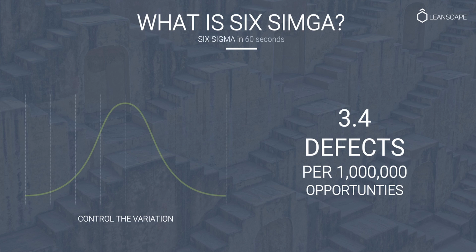To put that into perspective, think about a pizza delivery company. They promise to deliver it to you within 30 minutes. Only 3.4 times out of 1 million pizza deliveries are they allowed to be late. So this is what we're talking about with Six Sigma, the idea of how we control the variation, because our customers want dependable, repeatable processes. And as businesses, we want our processes to be dependable and repeatable, so that we can predict what's going to happen.